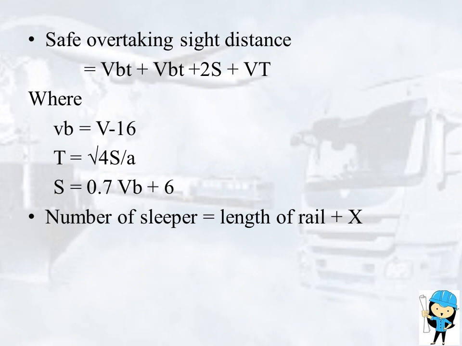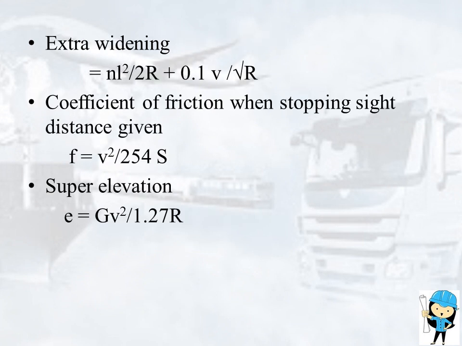Next formula is number of sleepers. Number of sleepers is equal to length of the rail plus X, where X is the value which is fixed by the Railway Board. Extra widening. Extra widening is equal to NL square divided by 2R plus 0.1 V divided by root R.